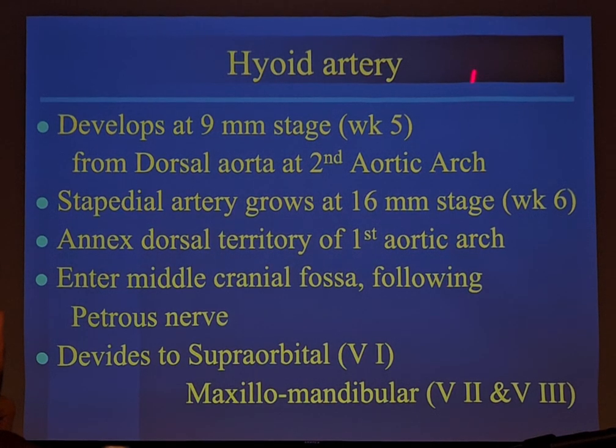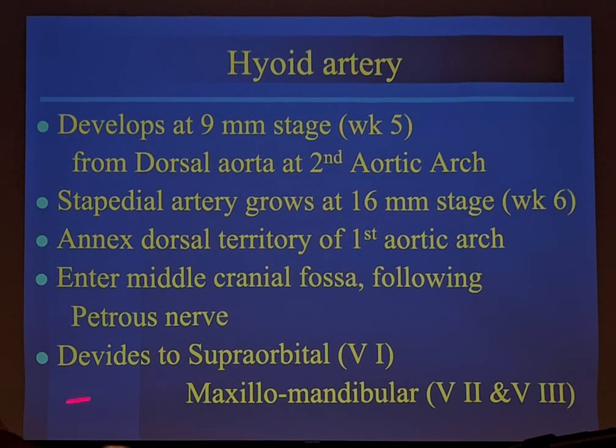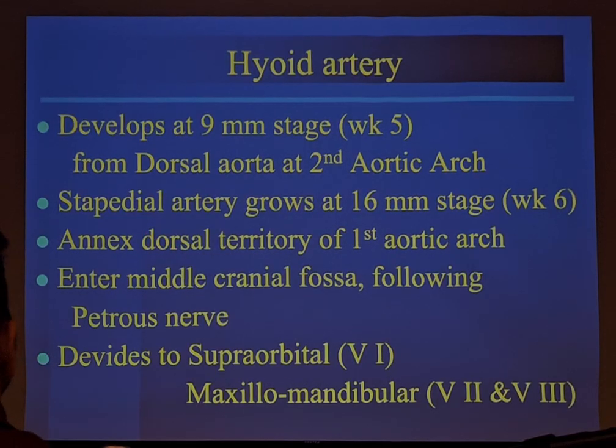The hyoid artery develops at about the 9 millimeter stage from the dorsal aorta, from the second aortic arch. The stapedial artery is given off from there. The dorsal territory of the first aortic arch, the maxillomandibular area, is taken over by this stapedial artery system. And it enters the middle cranial fossa and becomes the supraorbital and maxillomandibular branch, which is intracranial to extracranially developing maxillomandibular branch.